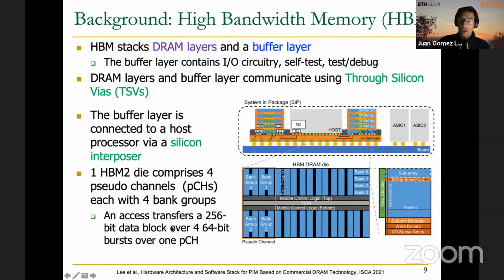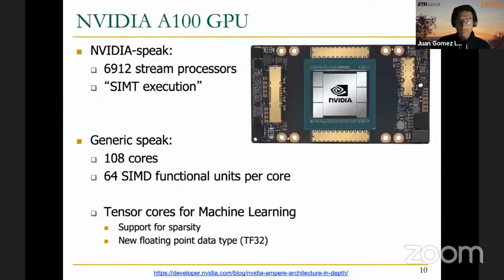So if we take a look at a single access to this HBM memory, what we can see is that we can obtain from memory up to 256 bits, a data block of 256 bits over 4 64-bit bars over one pseudo channel. So if we have one pseudo channel, we can read 256 bits at once, or in 4 bars of 64 bits.